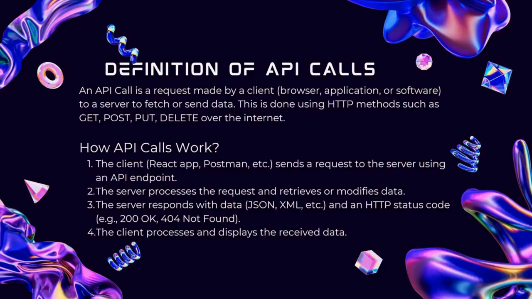How do API calls work? The first step: the client, such as a React app, sends a request to the server using API endpoints. Step number 2: the server processes the request and retrieves or modifies the data. Step number 3: the server responds with data in JSON, XML, etc., and an HTTP status code like 200 OK or 405. This will be displayed. Fourth step: the client processes and displays the retrieved data.